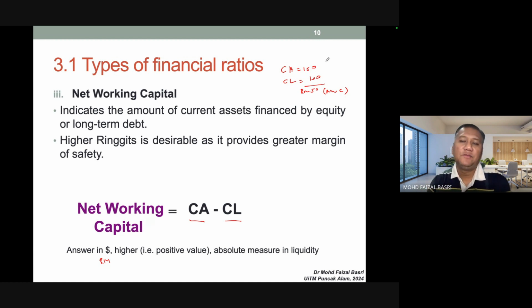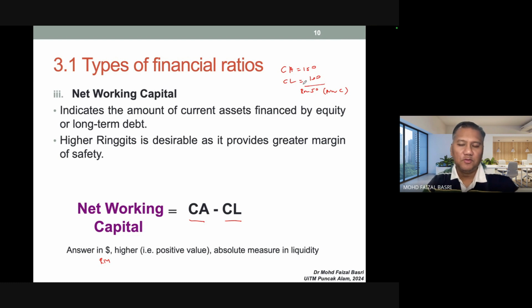However, we don't want it to be excessive. Okay, kita punya ratio ni, kita tak nak the current assets to be excessive as compared to the current liabilities. Why? One reason saja. Okay, because current assets usually associated with low returns. Okay, low returns, cash contohnya, ataupun marketable securities contohnya. So all of those return dia tak terlalu tinggi. Okay, is considered low return lah.